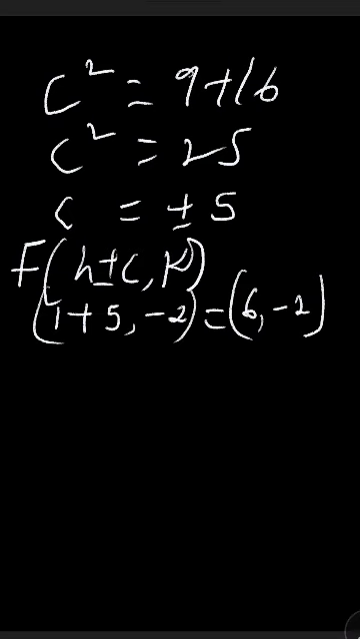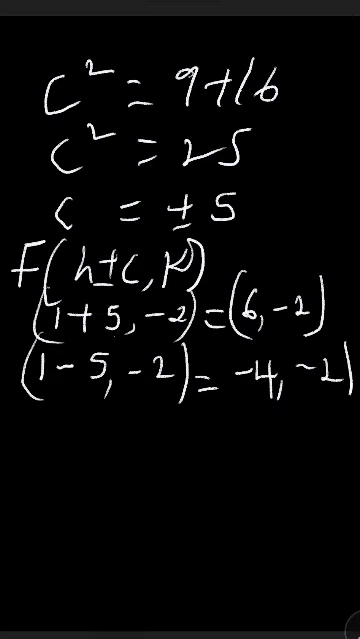While for the negative one, h minus c. And our h is 1 minus c, which is 5, comma minus 2. Which is equal to 1 minus 5, that is minus 4, comma minus 2. So these are the foci.